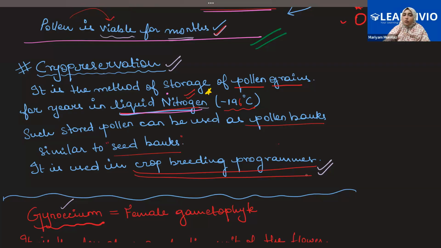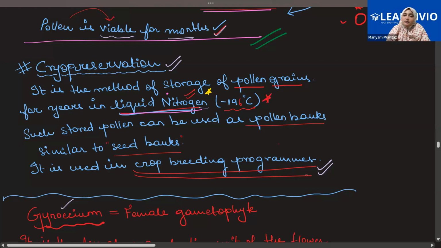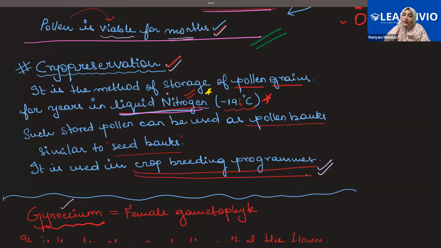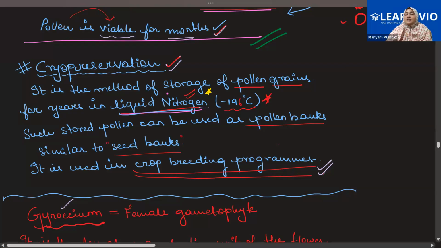The one line that is the most important is: what is it called? It is called cryopreservation. And how is it done? It is done by storing the pollen grains in liquid nitrogen at minus 196 degrees Celsius. Got it? And it is used in crop breeding programs.